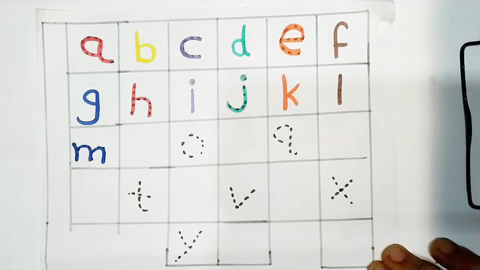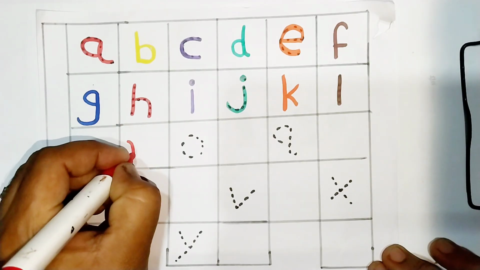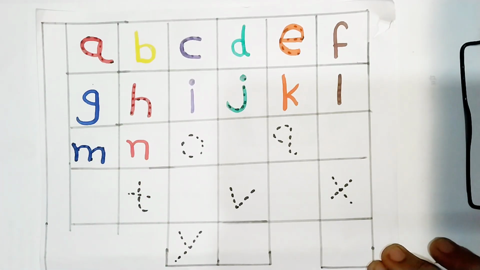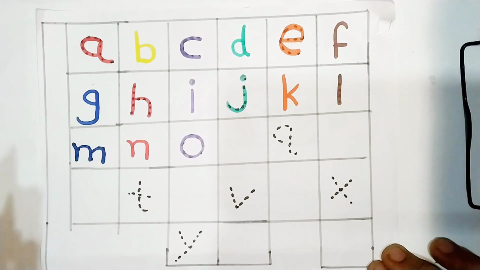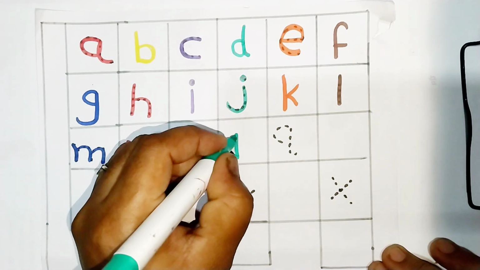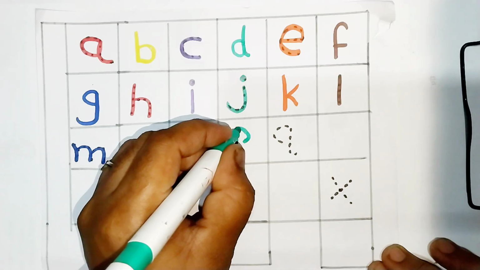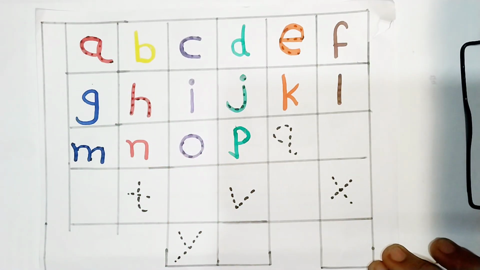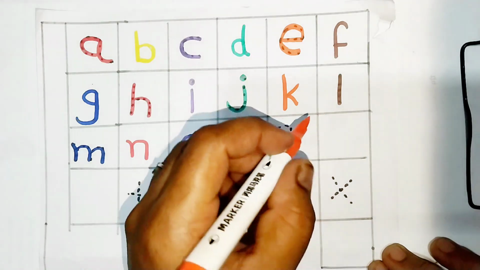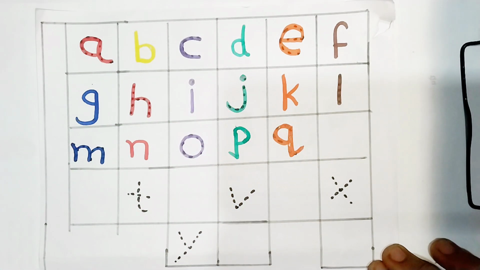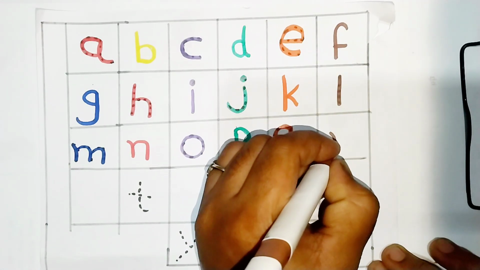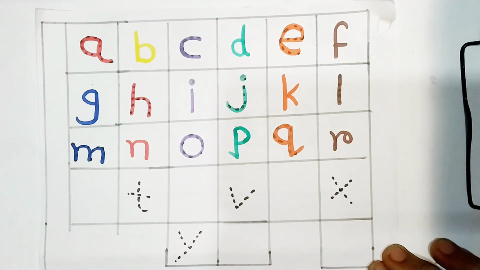M for monkey. M. N for nest. N. O for orange. O. P for peacock. P. Q for queen. Q. R for rabbit. R.